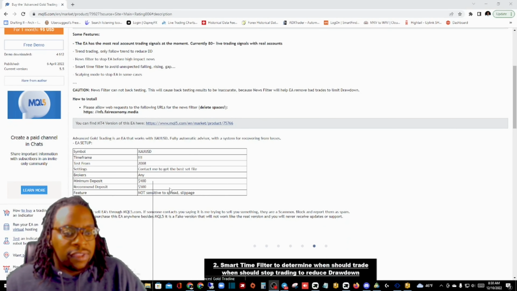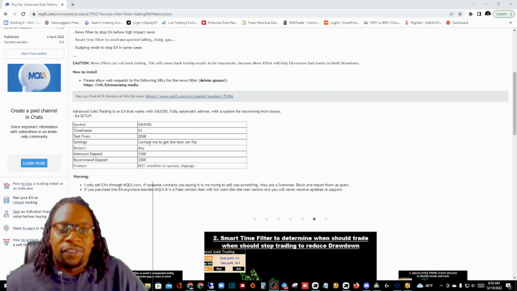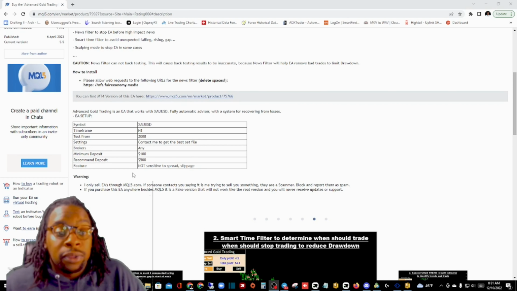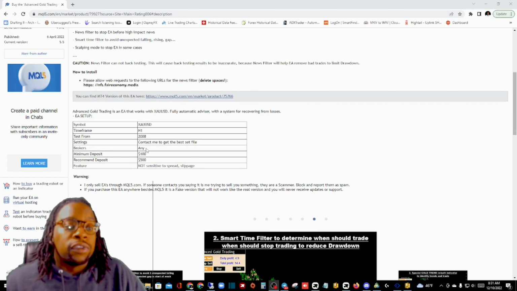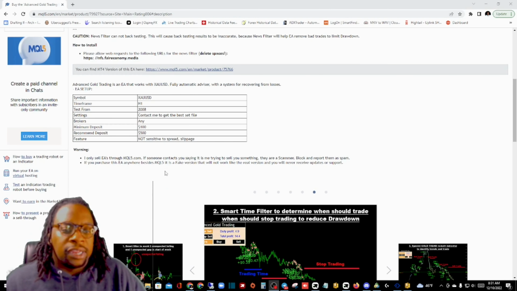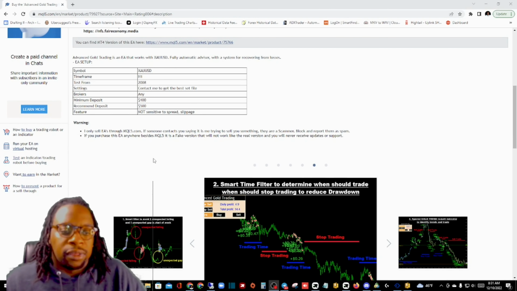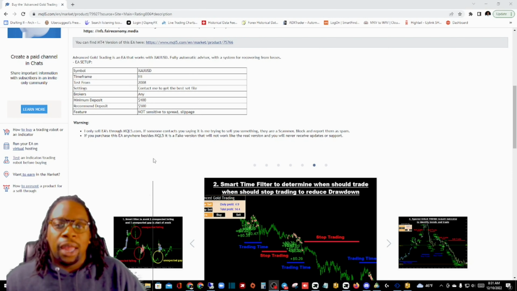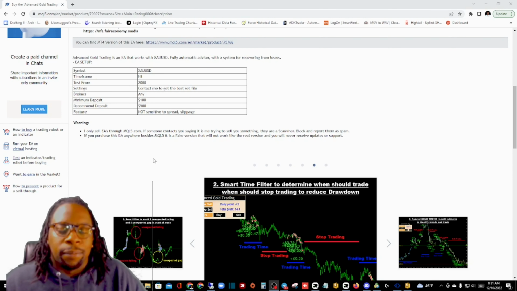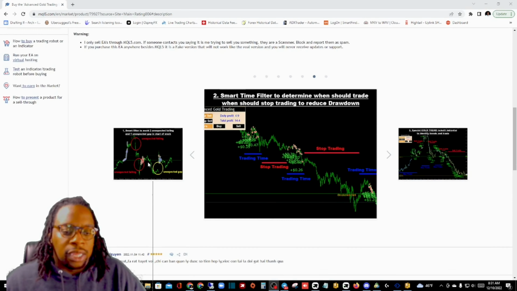Now, with that being said, as we go through and take a look at it, obviously we'll use the symbol gold. It's based off of the 1 hour time frame. It's tested from 2008. You can contact the developer to get the best set files. The minimum deposit is 100. The recommended deposit is 500. Obviously, it says that it's not sensitive to spread or slippage, but any system can be susceptible to slippage depending on high impact news or anything else like that.